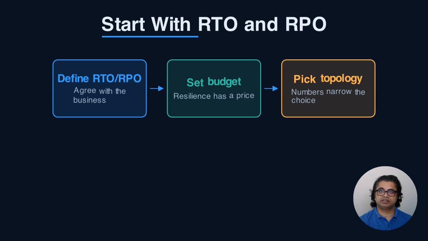the cost roughly doubles. Don't pick a topology first. Pick your RTO and RPO with the business, then let those numbers eliminate options. A vague answer of just make it always up usually means nobody has priced what that costs.